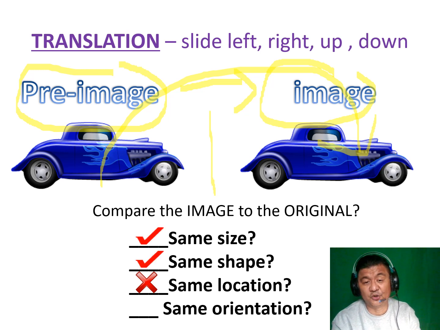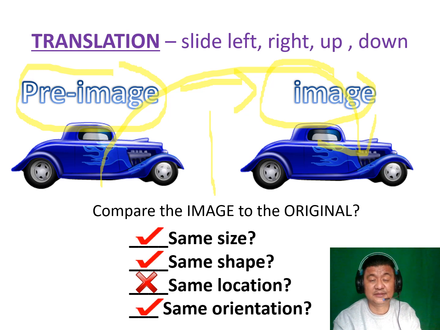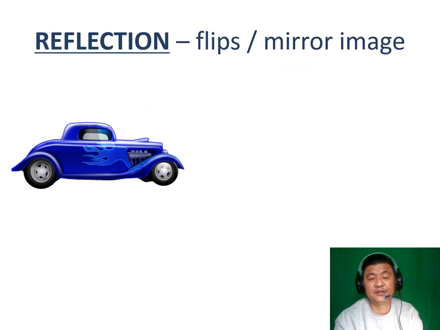Does it have the same orientation? Meaning it's still facing that orientation to the right? Yes, it's still facing the same orientation. Therefore, these three are preserved. The size, the shape, and the orientation are preserved. That's for translation. How about for reflection?